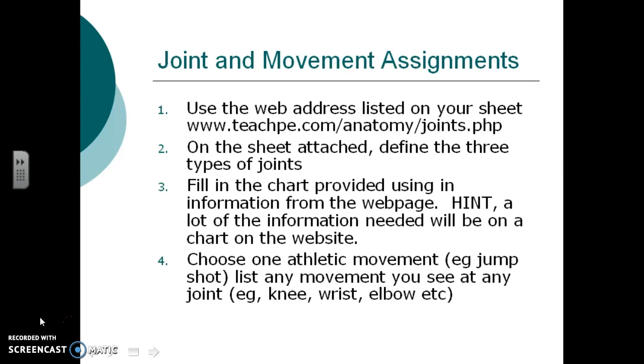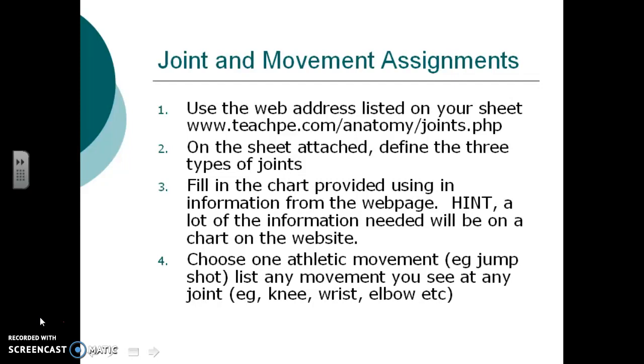Okay. We're going to be doing a joint movement assignment. We've got two of them. Actually, we've got 4 little pieces to it, and that's what we'll be wrapping up the rest of the class with. You'll be able to work on your own and with the sheet provided that I'm giving you here today. So you're going to use this web address, and it's listed on your sheet as well. It's got a little anatomy joint section to it. There is more information if you want to cruise around the website, but really that one web page is all you need.